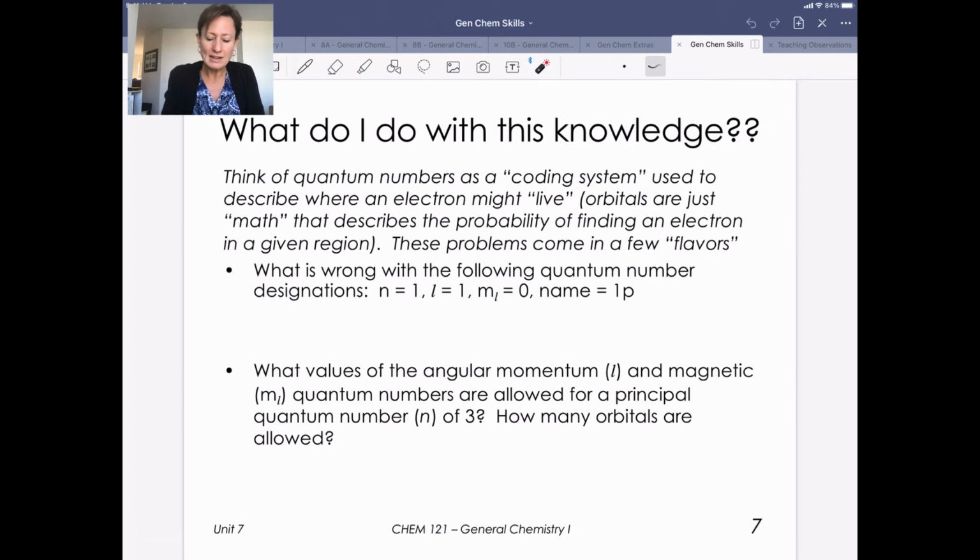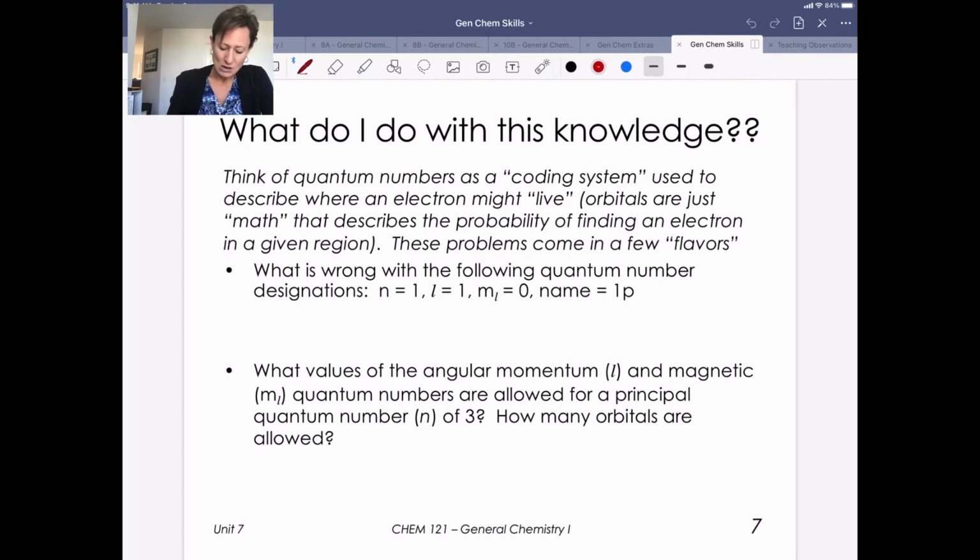Again, the 2 kinds of problems you're likely to see. The first one here is, show me what's wrong with these numbers. Here's a code, tell me what's wrong with it. And then the second kind of problem is, tell me what the code is, derive the code. So let's go through this first one, which is a little bit simpler, I think, to think about.